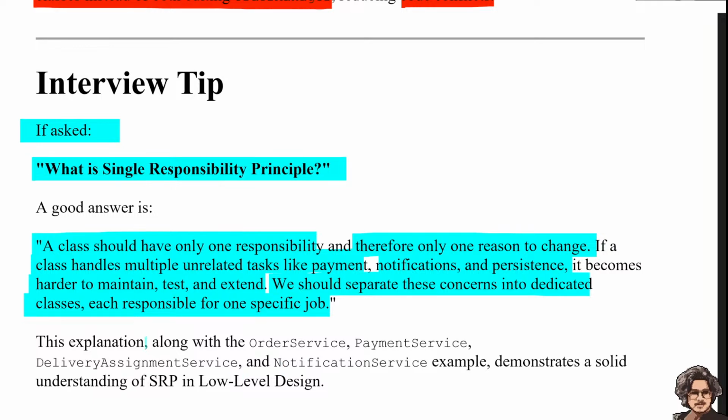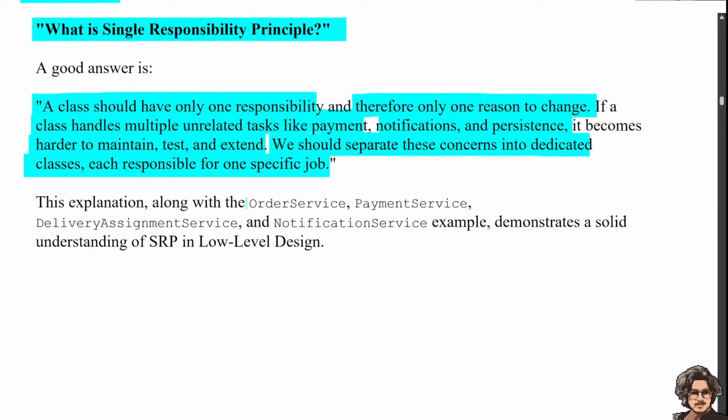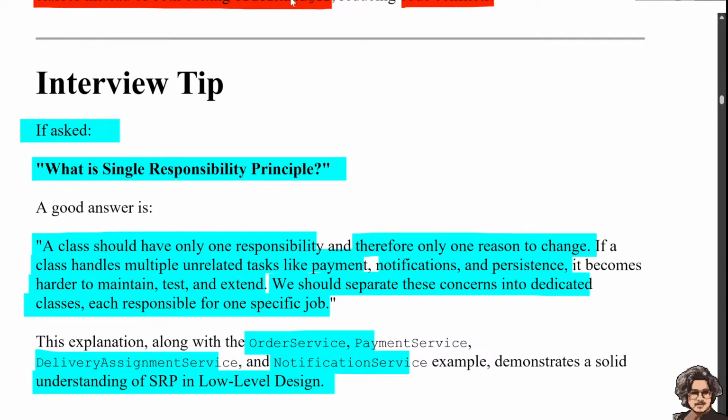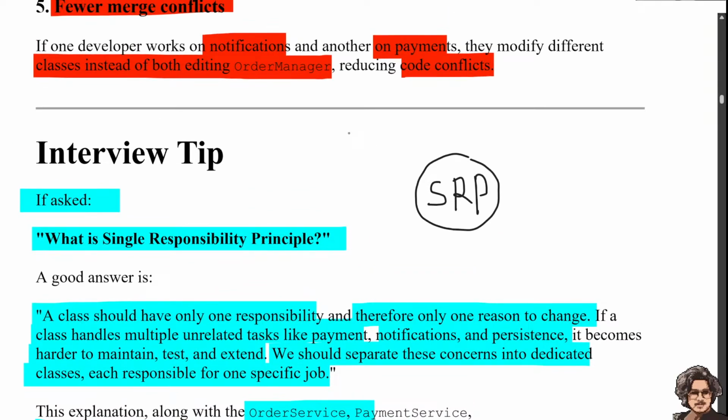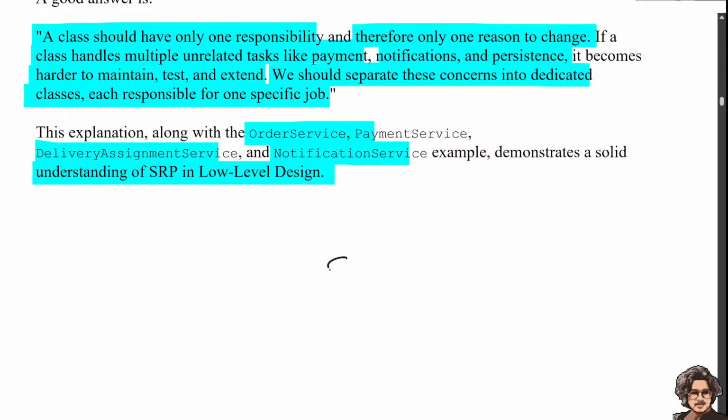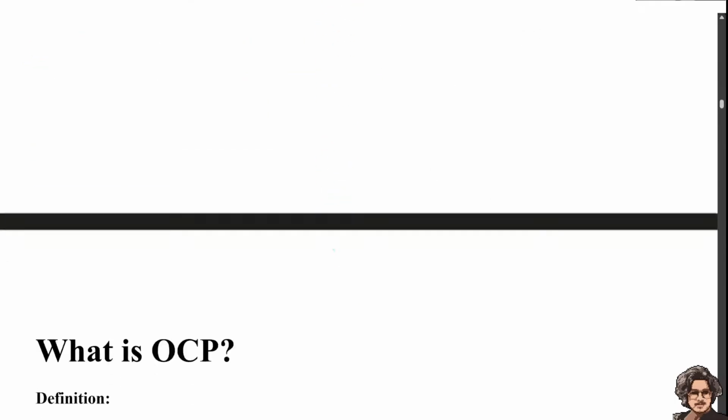This explanation, along with the order service, payment service, delivery assign service and notification service example, demonstrates a solid understanding of SRP in low level design. So this is all about the single responsibility principle. In future we will write code for this, so we understand the logic and the key things inside SRP. We are doing the SOLID principles, and we completed this part, that is S. Now we move to O.